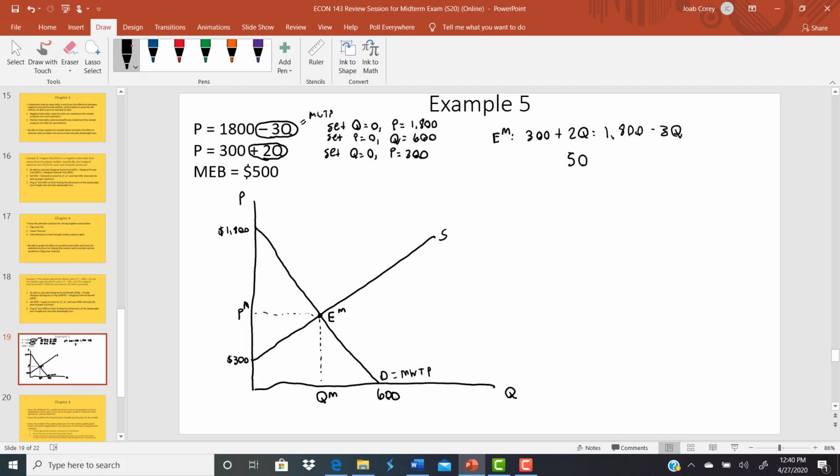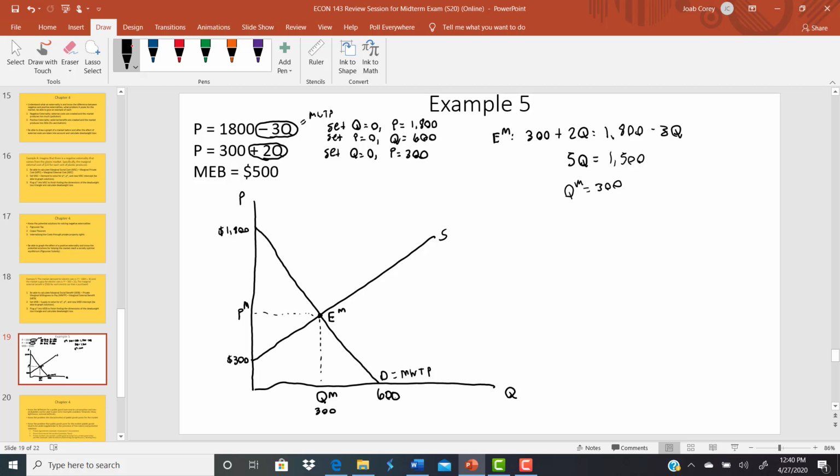That's going to give us 5Q. We're going to subtract 300 from both sides, which means subtracting it from that right side of the equation. That's going to be equal to 1500. So we got 5Q equal to 1500. That means that our QM here is going to be equal to 300. All right, so we can go ahead and plug that in right there.